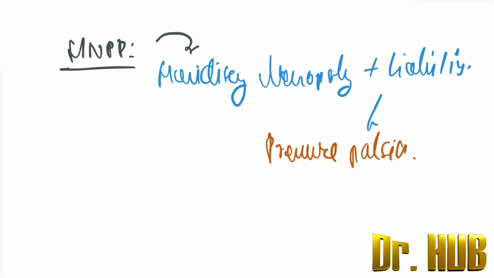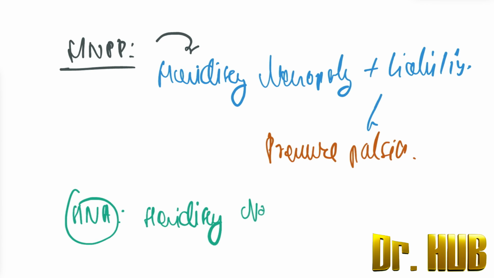Next we move on to hereditary neuralgic amyotrophy. This is HNA. HNA stands for hereditary neuralgic amyotrophy.